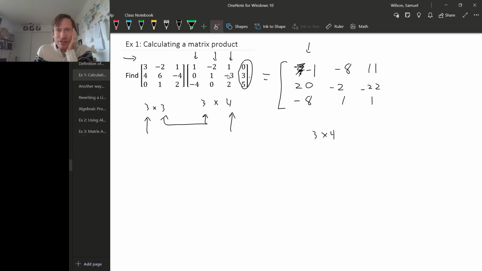So 0 times 3 is 0, minus 6, plus 5, so that's minus 1. And now for the next row, so 0, that's 18, minus 20, that's minus 2. And then 0, plus 3, plus 10, that's 13. Okay, so you can see that even though there's a lot of operations in a matrix product, actually computing a matrix product isn't that bad if you have a little practice and know how to move all the rows and columns around.